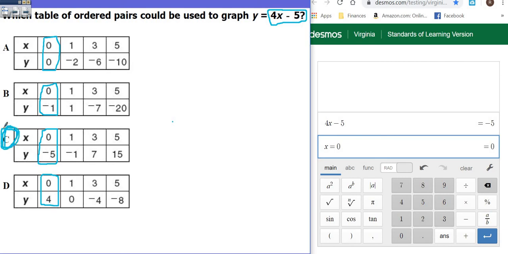If any of the y values were the same, like if 2 of them were -5, then I'd have to go through and check every single number. But since the x value of 0 gave a different answer for each one, I only have to do one. So my answer is C.